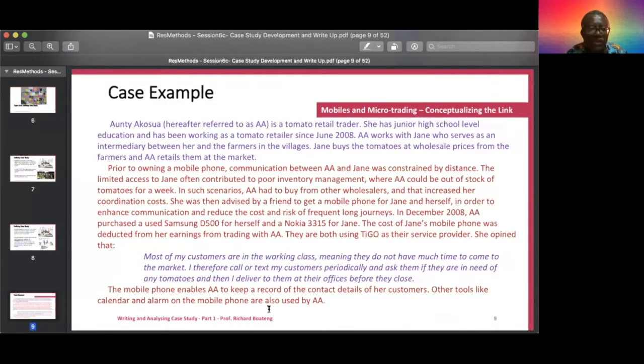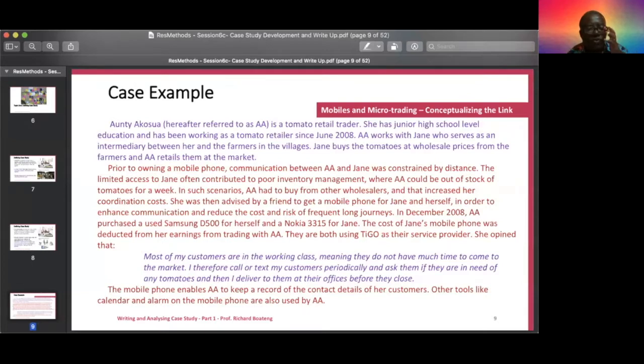Now let's look at this particular scenario. This is an example of a case about a market enterprise, a woman who is a tomato retail trader. It says that Auntie Akosua, hereafter referred to as AA, is a tomato retail trader. She has junior high school level education and has been working as a tomato retailer since June 2008. AA works with Jane, who serves as an intermediary between her and the farmers in the villages. Jane buys tomatoes at wholesale prices from farmers and AA retails them at the market.